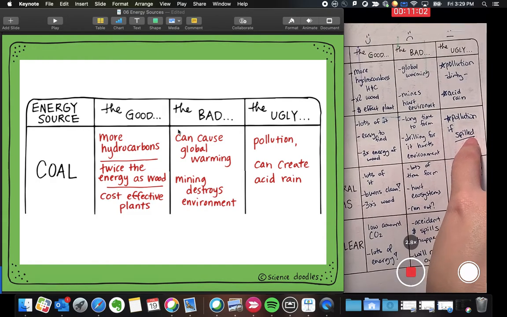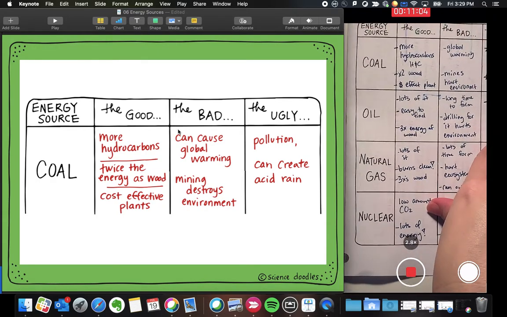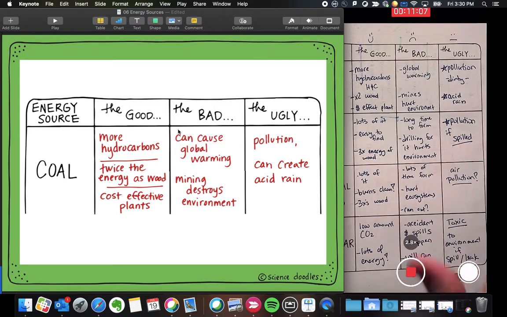So my paper has the very simplified versions of it. So coal, oil, natural gas, and nuclear. So with coal, there's more hydrocarbons that are involved with it, so it's considered simpler to break down. It's twice the energy of wood. So if I got 6 pounds of coal and 6 pounds of wood, the coal is gonna have more energy to release in it. It's cost-effective plants, meaning the amount of money that I put in to get the coal out is how much energy and money I get when I sell the coal product away.